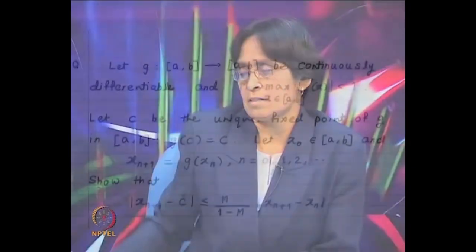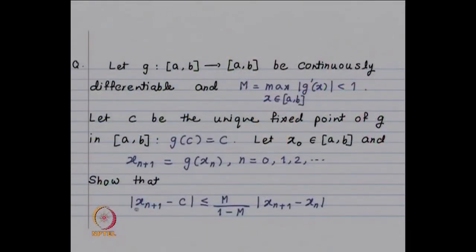But what I can compare is the distance between two successive iterates, mod of x n plus 1 minus x n. Now, suppose the two successive iterates, modulus of x n plus 1 minus x n, are small. Will that mean that modulus of x n plus 1 minus c also is small? The answer is yes, and that is the result we are going to show: modulus of x n plus 1 minus c is less than or equal to m upon 1 minus m modulus of x n plus 1 minus x n.